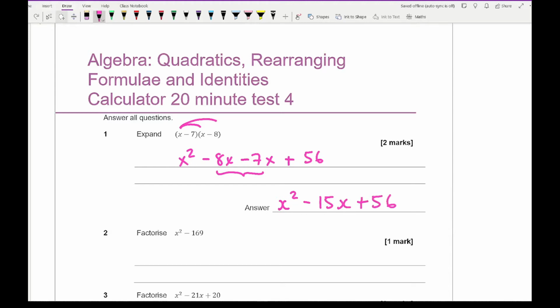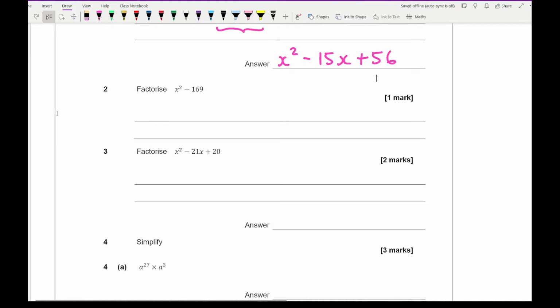Then moving on to question 2, this is a difference of 2 squares. So this is a dots question. And so for this, what do we need to multiply it to get x squared? It's x, and 169 is 13 squared. One's a plus, one's a minus, in any order.